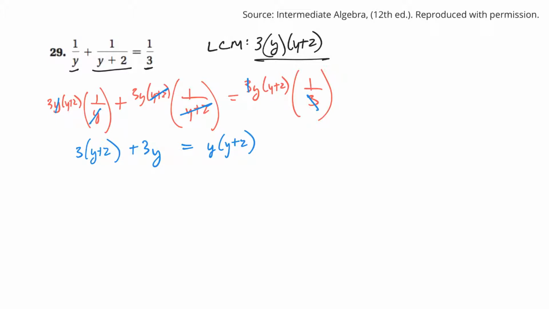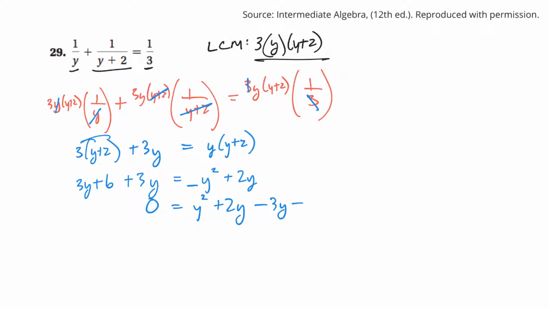Now let's use the distributive property. So 3y plus 6 plus 3y equals y squared plus 2y. So it's a quadratic. So I want to bring everything over to the right side, just because the y squared here is positive already. So we'll leave it positive. Okay, minus 3y, minus 6, minus another 3y. I just brought those all over and changed their sign.